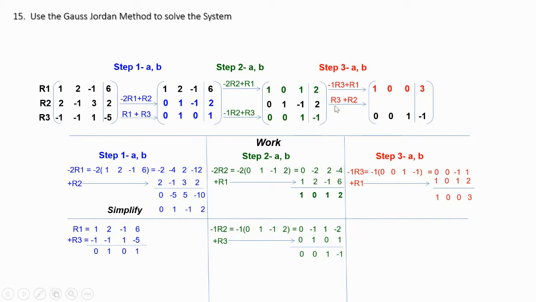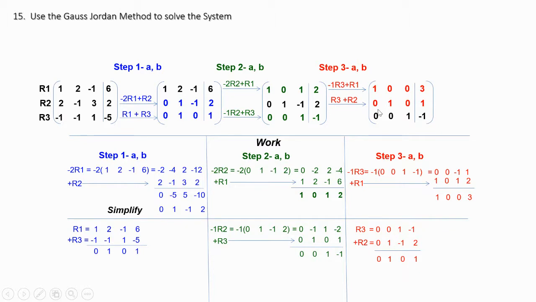Now for the second part here, all we do is add row 3 plus row 2. Again, this is my row 3, the 0, 0, 1, negative 1, which is the bottom row here. This is my row 2, the 0, 1, negative 1, 2, that's my row 2. And after I execute the operation, it's going to give me 0, 1, 0, 1. So that's my new row 2.